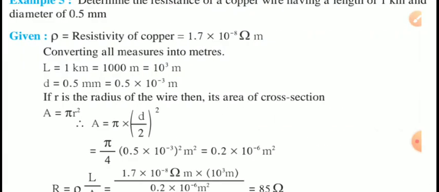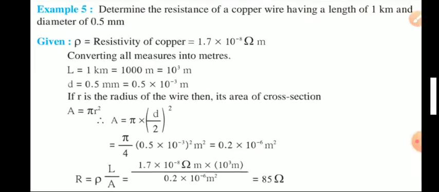In the second case, we have the current, which is 0.3 ampere, and resistance, which is 500 ohm. We have to find the potential difference across it. So V is equal to IR. After substituting values, we get 150 volt. So the required potential difference between the two ends is 150 volt. So this is the fifth example.